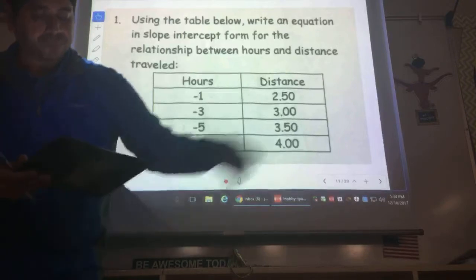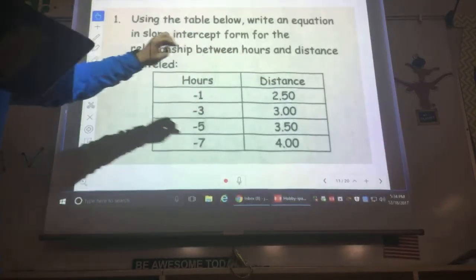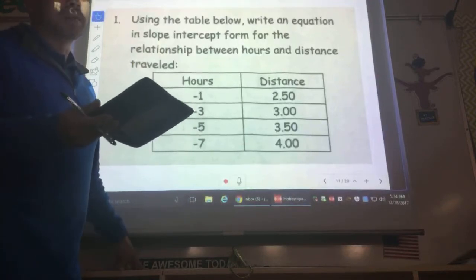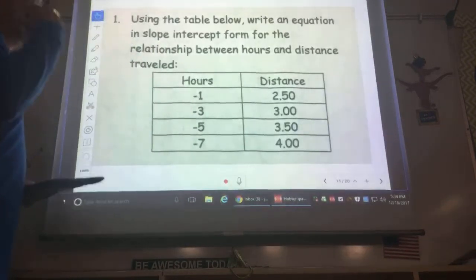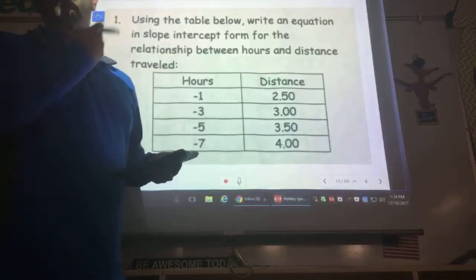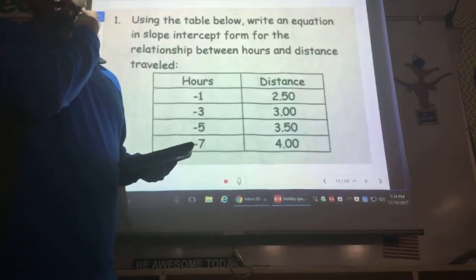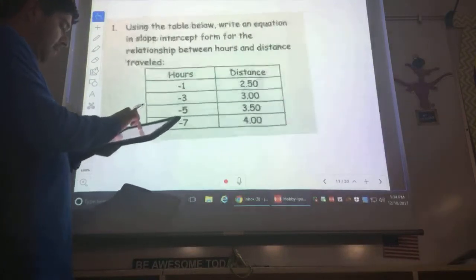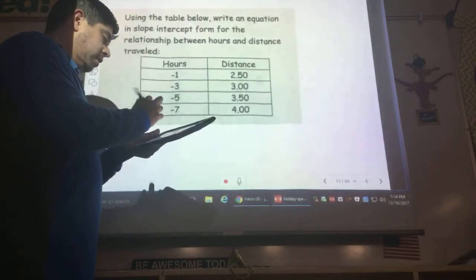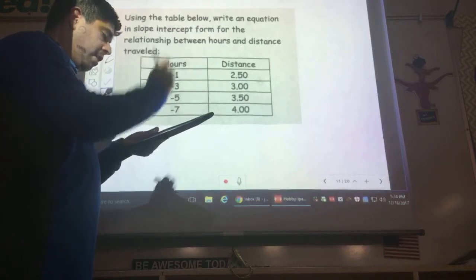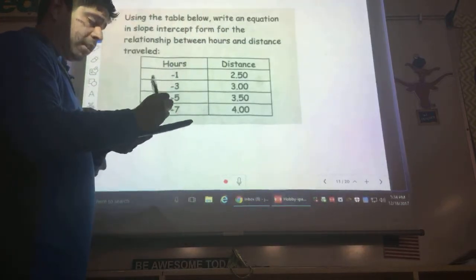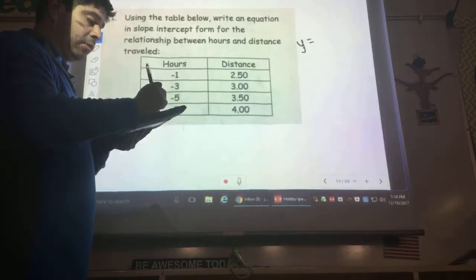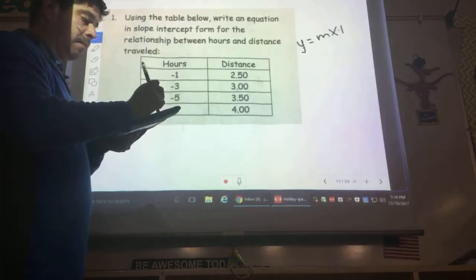Homework 16. Using the table below, write an equation in slope-intercept form for the relationship between hours and distance traveled. This is just like number 1 of homework 15, the one before this. You're doing the same exact thing. There is not much else for me to tell you to do except that this needs to be in y equals mx plus b format.